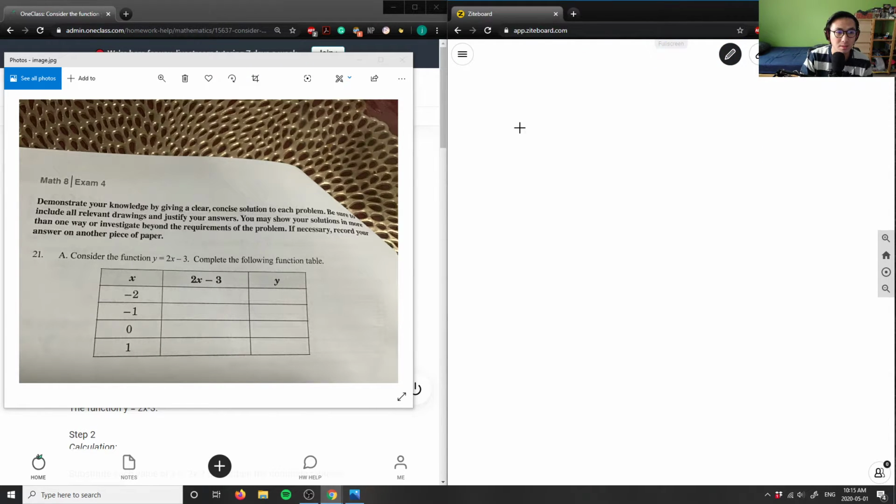It's asking us to demonstrate your knowledge by giving a clear, concise solution to each problem. It says, consider the function y equals 2x minus 3. Complete the following function table. Okay, so I'm given this function, y equals 2x minus 3, and then I have this function table here. Let me use these lines and draw this out first.